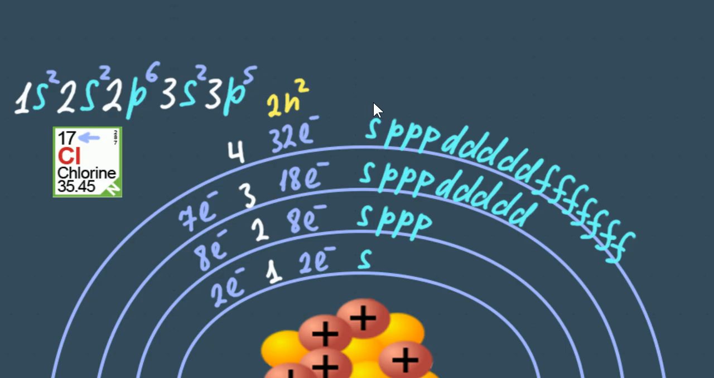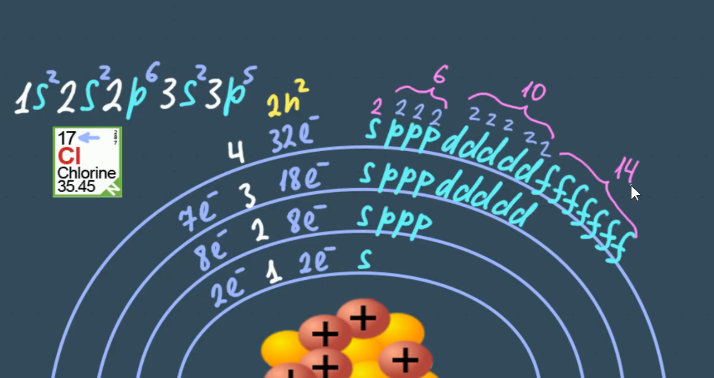Let me repeat. Orbital can only hold a maximum of 2 electrons. The maximum number of electrons for the s orbital is 2. The maximum number of electrons for the p orbitals is 3 times 2. We get 6 electrons. The maximum number of electrons for the d orbitals is 5 times 2. We get 10 electrons. And for the f orbitals, we need to multiply 2 by 7. This is 14. Now I will draw this structure of orbitals as a table.